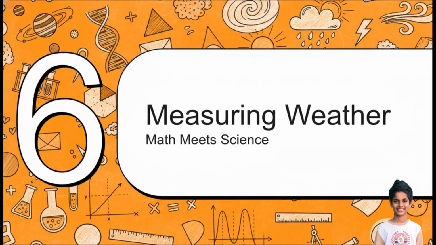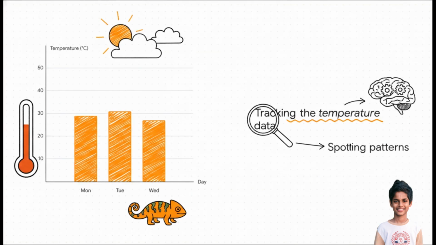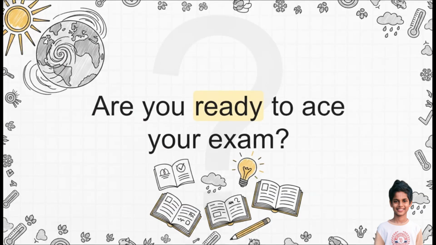Finally, Section 6, Measuring Weather with Math. We're bringing a little bit of your math syllabus into science today. When scientists track weather elements like temperature, they use data, and we represent that data visually using a bar graph. Right here, we're plotting the exact maximum temperature in degrees centigrade for a few days. Monday was 29 degrees, Tuesday peaked at 31, and Wednesday dropped to 27. Using maths like this lets us easily spot the exact climate patterns we talked about at the very beginning of the class. And boom, just like that, we have completely conquered Chapter 7.